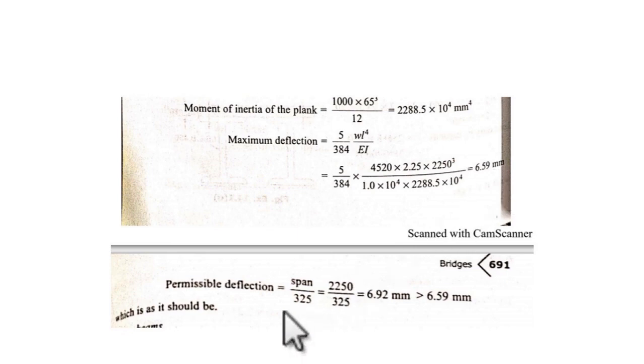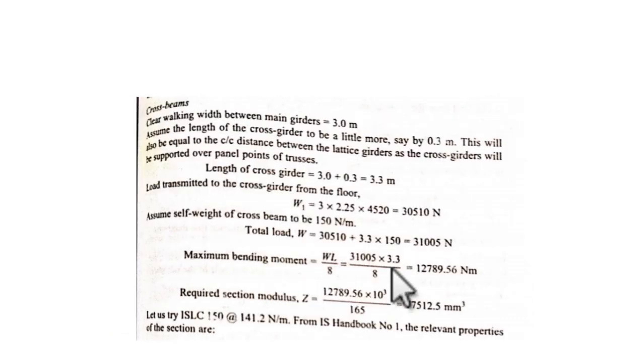The permissible deflection for timber planks in bridges is span by 325. So span is 2250 by 325, it is 6.92. Now this value 6.59 is less than 6.92, it is within permissible limits, hence it is safe in deflection. Okay. Now to design the cross beams.